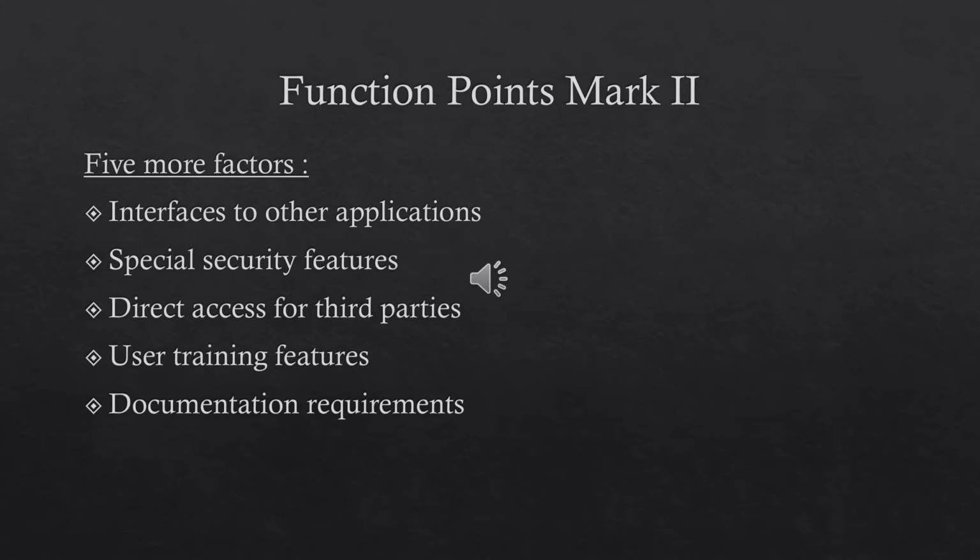The addition of other factors to suit local circumstances is encouraged. Here we can see a total of 19 factors: 14 technical complexity adjustment factors identified by Albrecht, and 5 additional factors. The total of 19 factors can be represented here, or it can be used here.